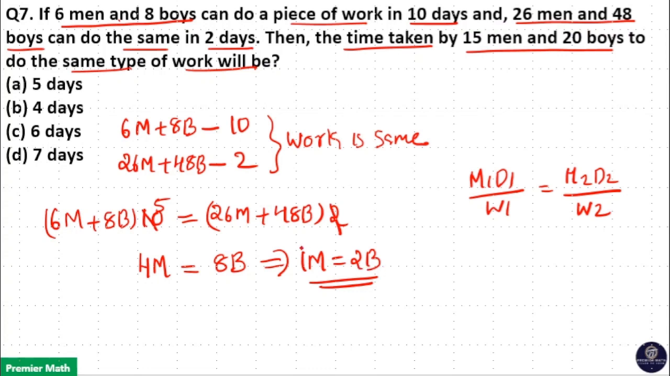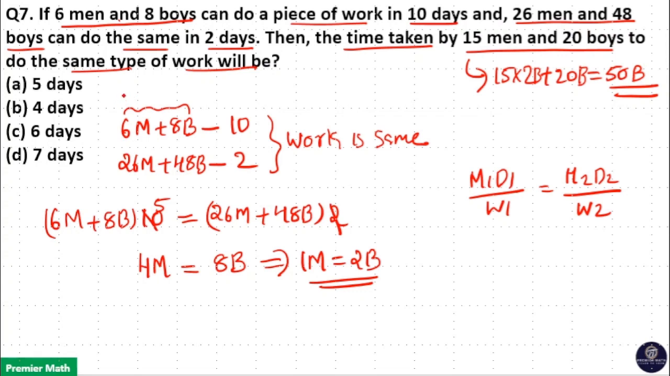Here our question is asking us to find out the time taken by 15 men and 20 boys to do the same job. Here 15 men and 20 boys means 15 into 2 plus 20, which is equal to 50 boys. So apply 1 man equal to 2 boys in the first equation as well. That is 6 men plus 8 boys.